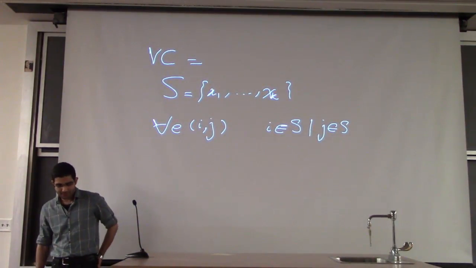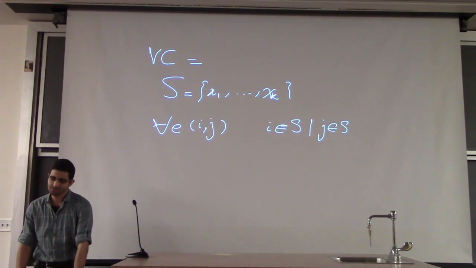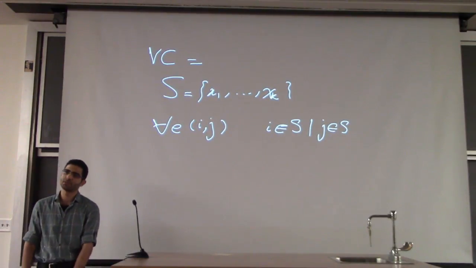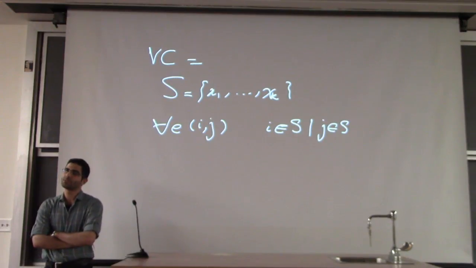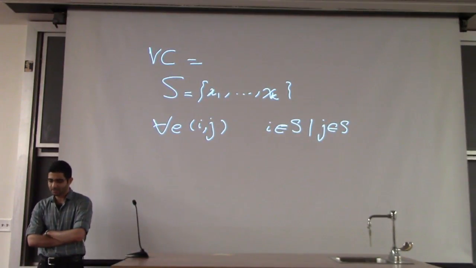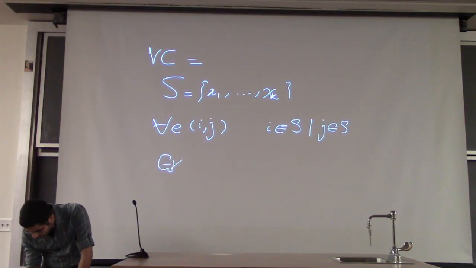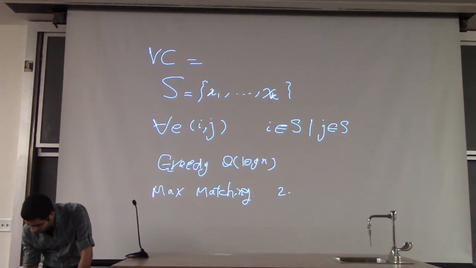So we have already seen two algorithms for solving this problem. Because it's NP-complete, we can't solve it in polynomial time. So we have to come up with approximation algorithms. The first one was a greedy algorithm, which gives you O(log n) approximation, and maximum matching, which gives a 2-approximation.